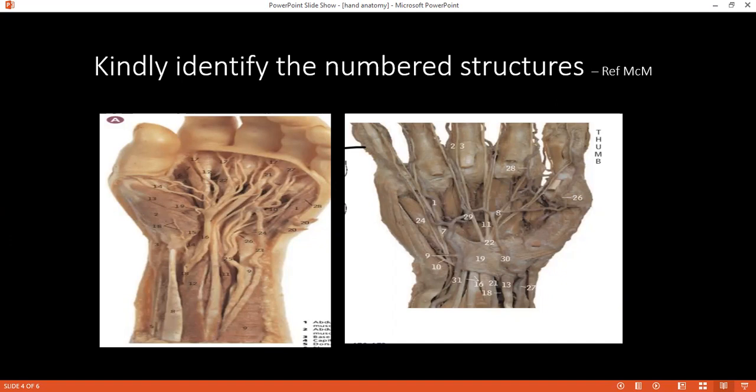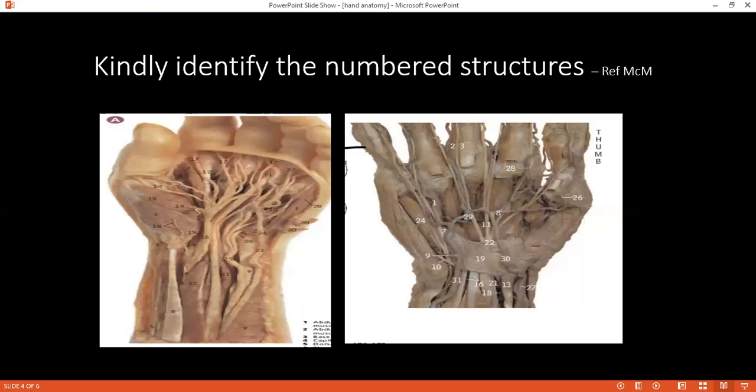Can you please also identify 16? 16 is the... I will tell you. This is 16 and 25. Yes, 25 is the ulnar artery and 16 is the radial artery. Or maybe these are the nerves, okay.